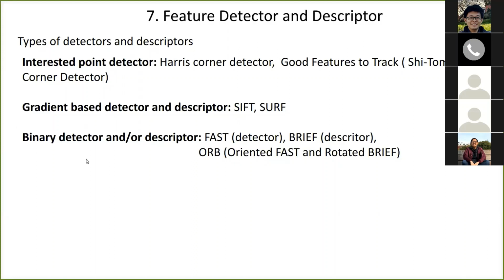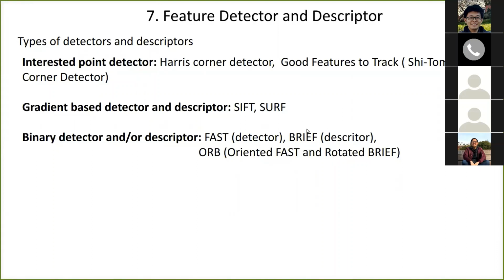Also, we have some binary detectors and descriptors. Computing gradients in the image on the CPU consumed some time in the past, but no longer on modern hardware. Still, we want some descriptor or detector which can compute faster. So then we have binary detectors and descriptors. The binary computation is much faster than the gradient computation. So we have FAST and then BRIEF. FAST is a detector that detects the key points, the interest points, and BRIEF is a binary descriptor.